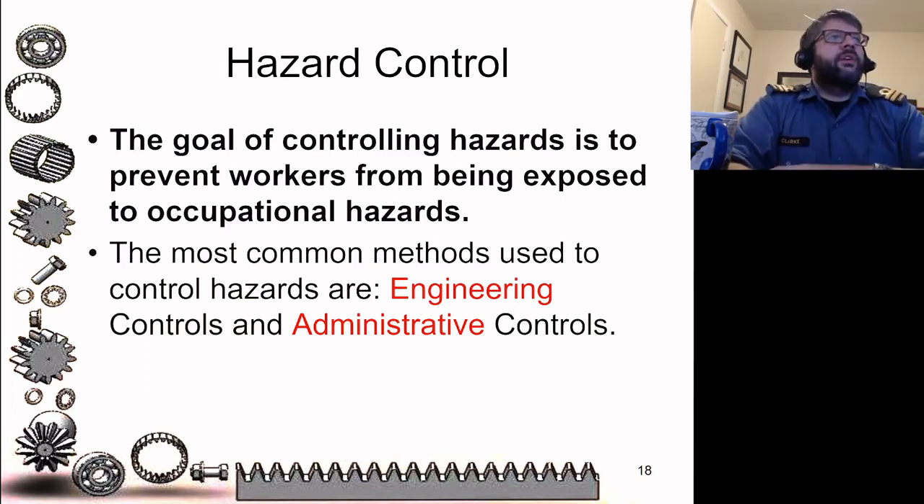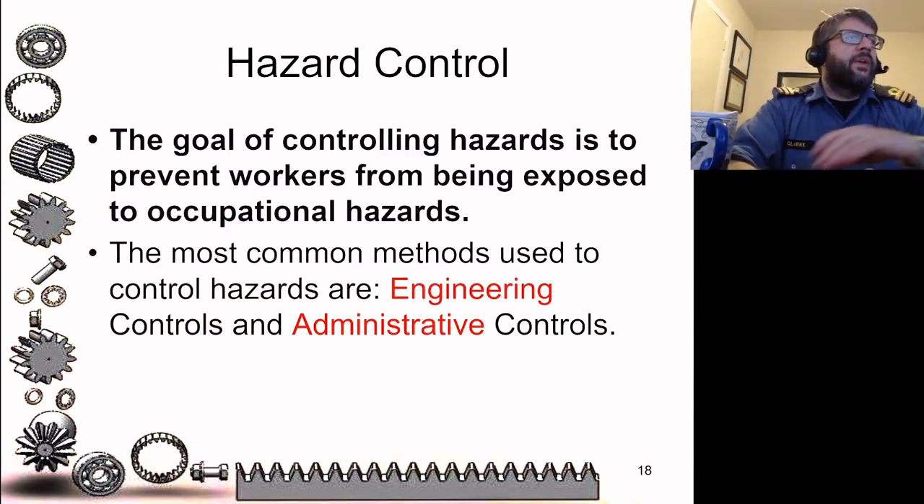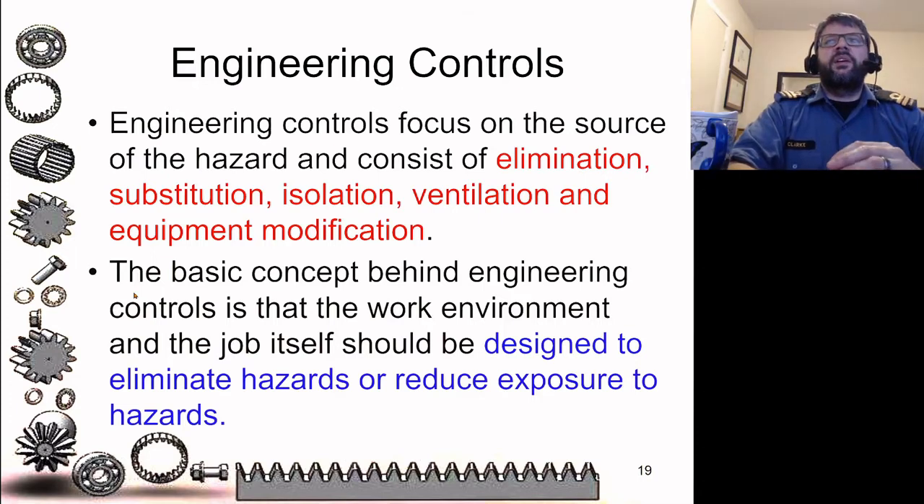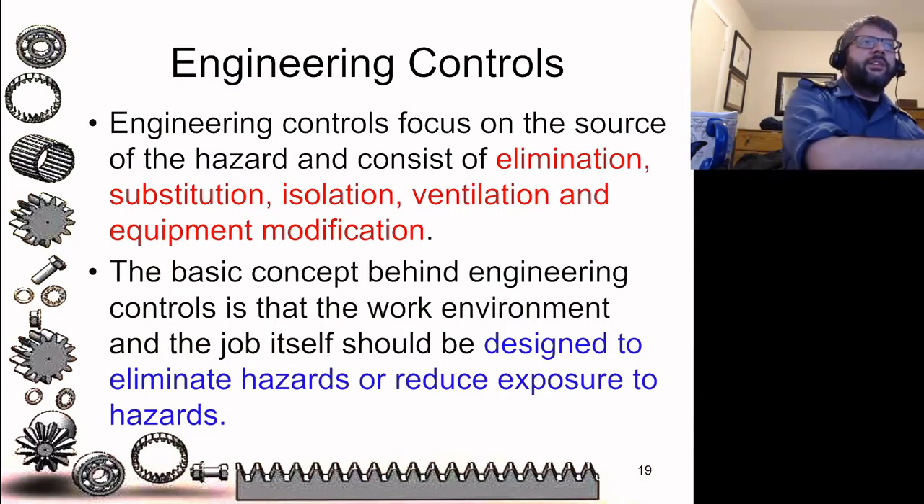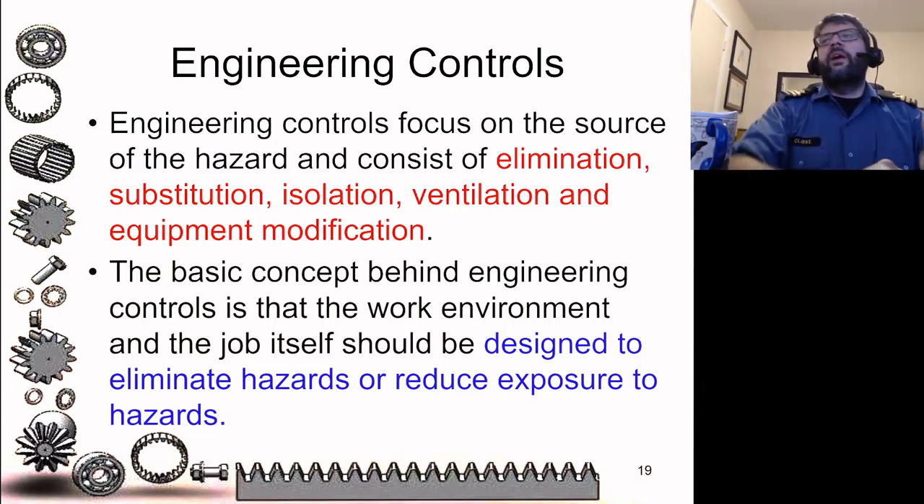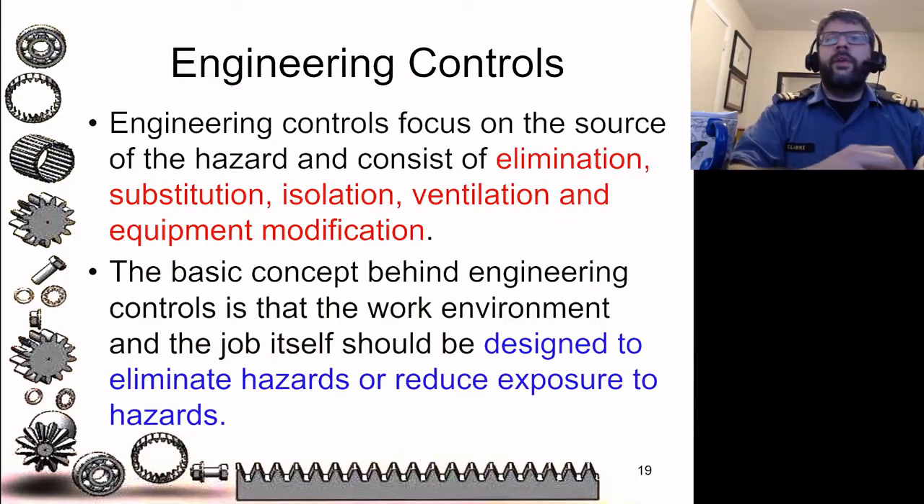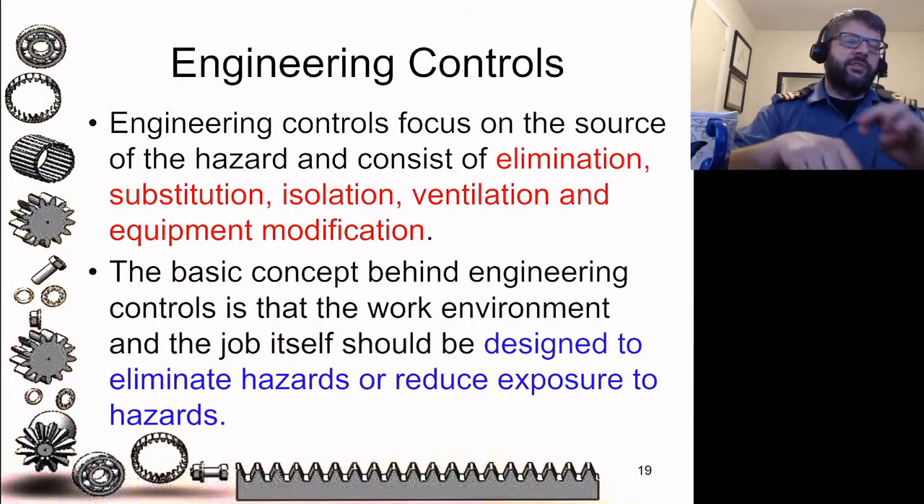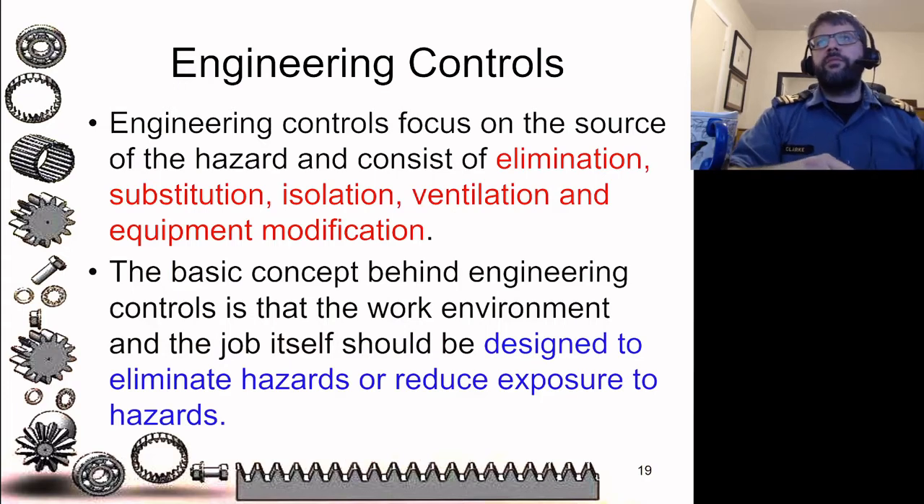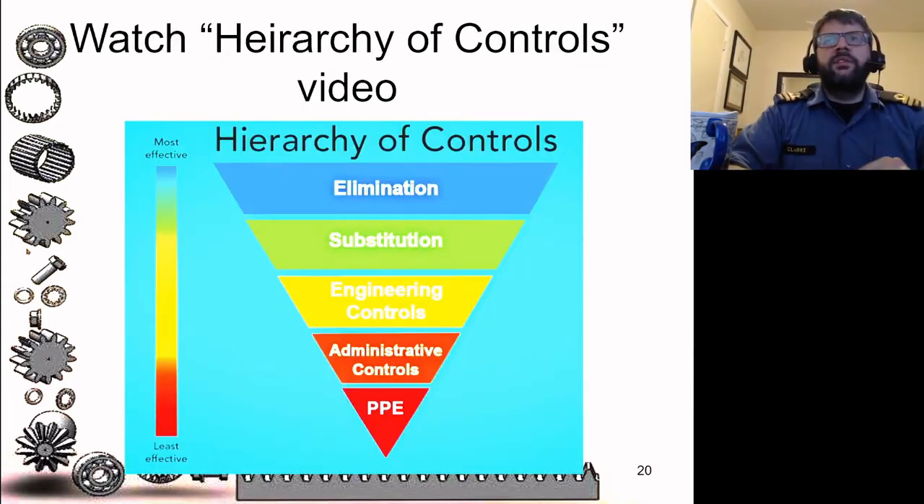The engineering controls are the most effective, and those are used to basically eliminate the hazard completely, substitute it with something less hazardous, or isolate the hazard, so put it in a different room than your workers. You can have ventilation or modify the equipment in order to reduce the likelihood of an incident occurring. So you want to be designing the work environment and designing the job so that exposure to hazards is eliminated or reduced in severity. So I'll give you a bit to go watch this video.